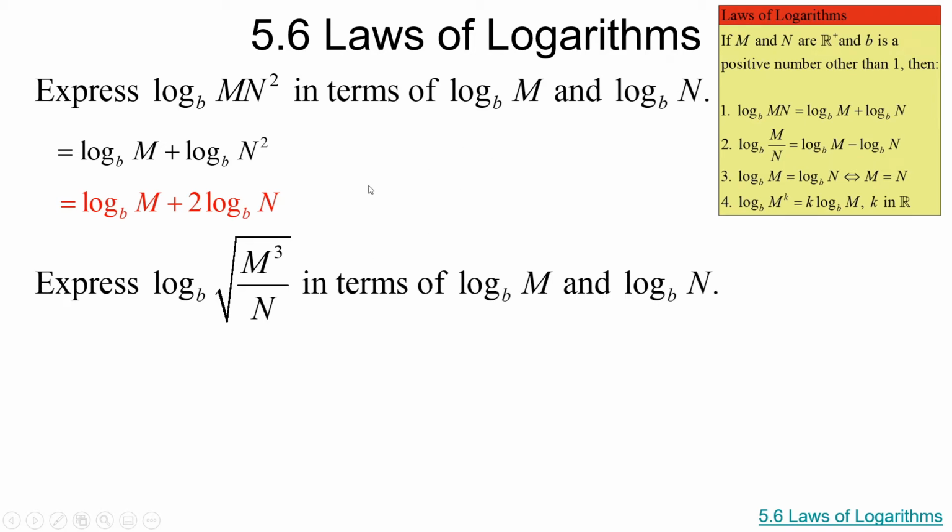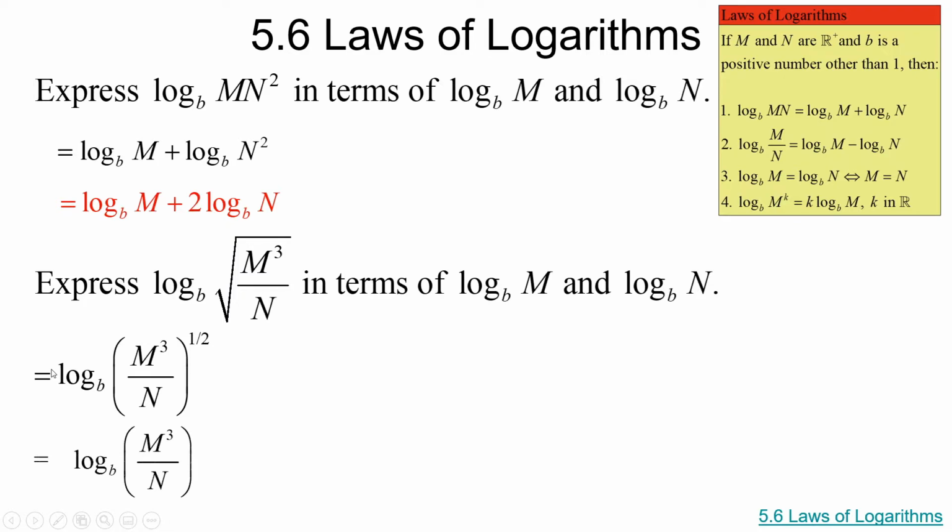Now first, I need to remember my rule for square roots. I can write any root as a rational exponent. So I'm going to do that so that I can apply my laws of logarithms again. So a square root is the same thing as an exponent of 1/2. And now what do I have? I have a 1/2 as an exponent. That can come out front as a coefficient.